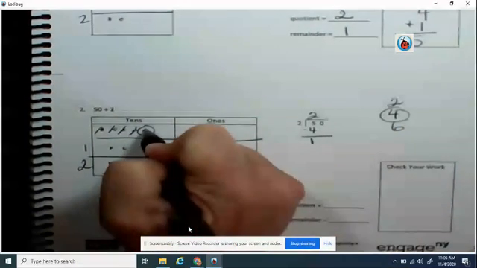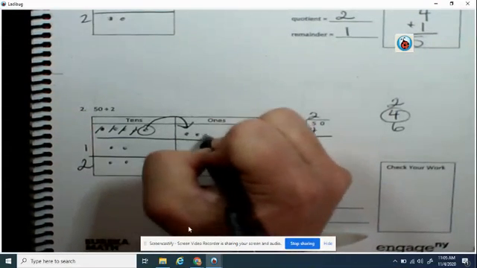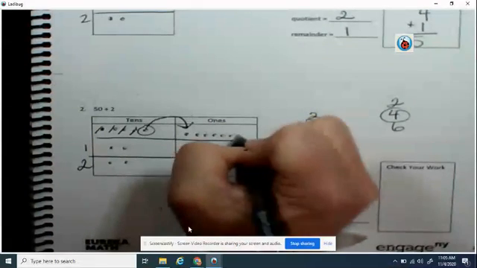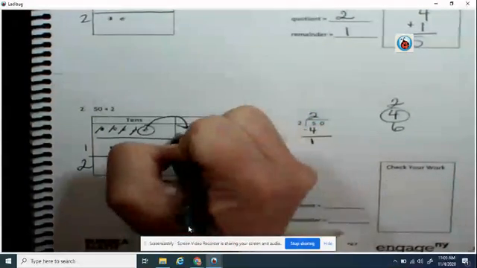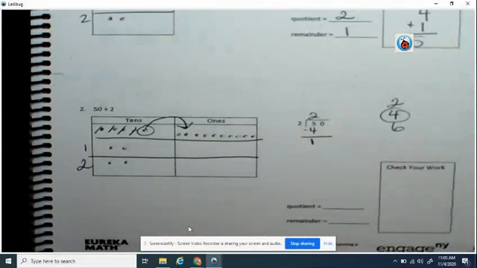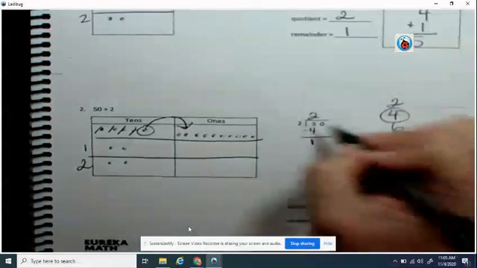This 1 left over, I am moving over to my ones place now, okay? So I can't just have a remainder of 10. I'm going to move it over: 1, 2, 3, 4, 5, 6, 7, 8, 9, 10. Okay, so I've got 10 now in my ones place. Now I'm going to split again, because that 10, I'm not just going to say there's a remainder of 10. I have a remainder of 1.